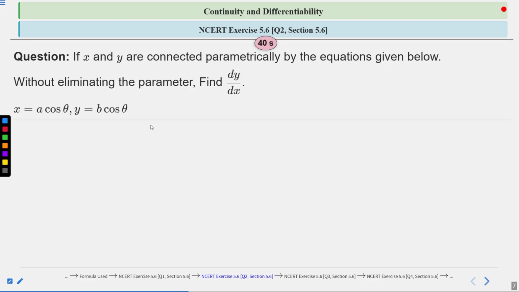Now you have 40 seconds again to solve or think about this question. After that, we'll move to the solution part.